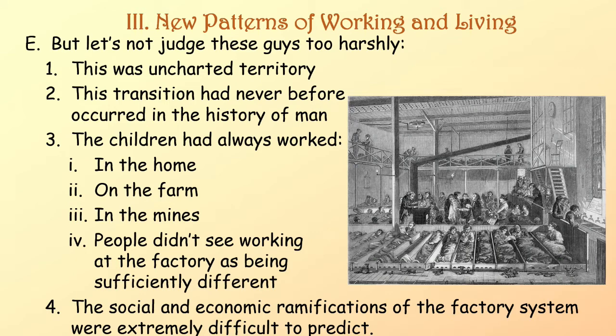But let's not judge these guys too harshly. Like I said, this was uncharted territory. This transition had never before occurred in the history of man. Children had always worked in the home, on the farm, in the mines, and people didn't see working at the factory as being significantly different. The social and economic ramifications of the factory system were extremely difficult to predict.